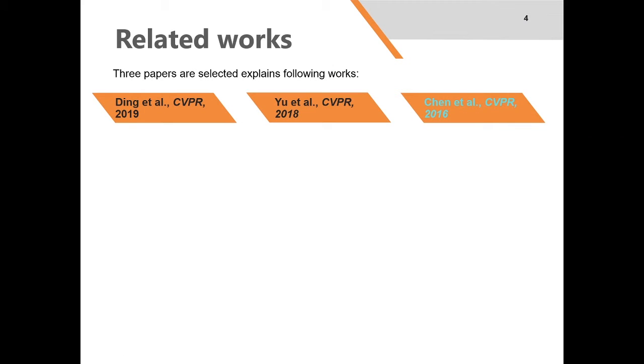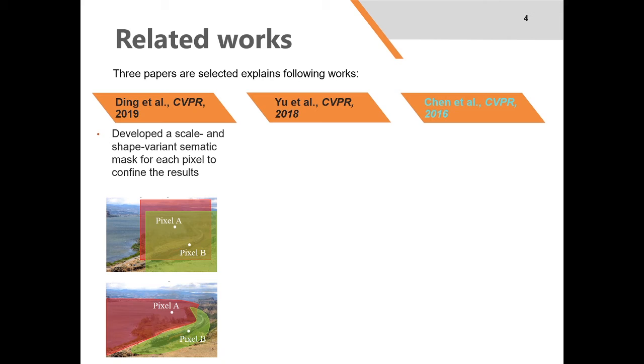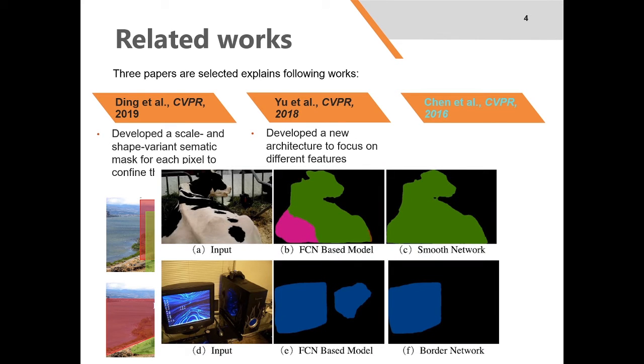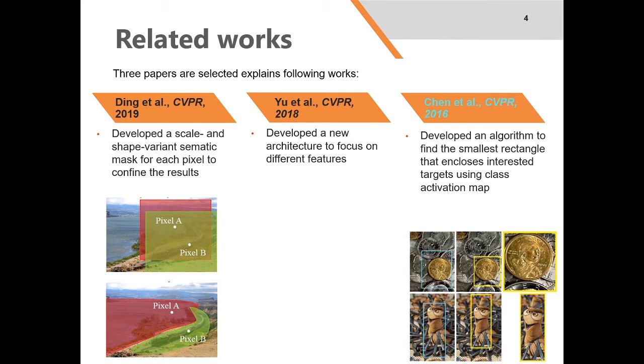Focusing on this topic, I looked at 3 papers published in non-CVPR venues in the last 3 years. The first paper, written by Ding, published in 2019, developed a scale and shape variant semantic mask for each pixel to confine the results. Another paper, written by Yu, published a new architecture to focus on different features, such as inter-class inconsistency and intra-class consistency. Another paper, written by Chen, developed an algorithm to find the smallest rectangle that encloses the targets of interest using a class activation map to perform automatic image cropping, and I chose their paper to implement.